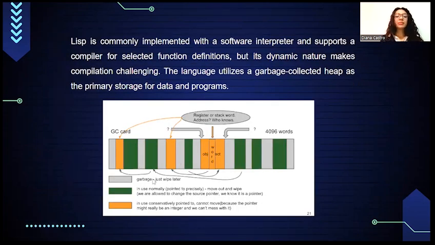LISP is commonly implemented by a software interpreter and supports a compiler for selective function definition, but its dynamic nature makes compilation challenging. Why? As I said before, we have global access, and that means you're not the only one using it, so that makes compilation a little bit more challenging. The language utilizes a garbage-collected heap as the primary storage for data. Here we have a visual image that explains what I just said before.